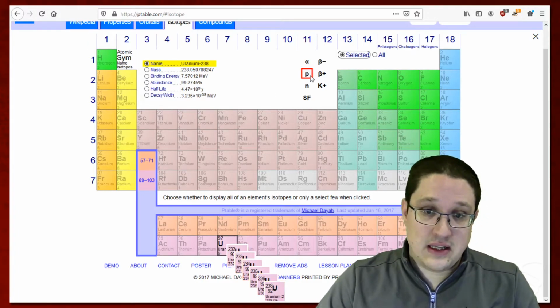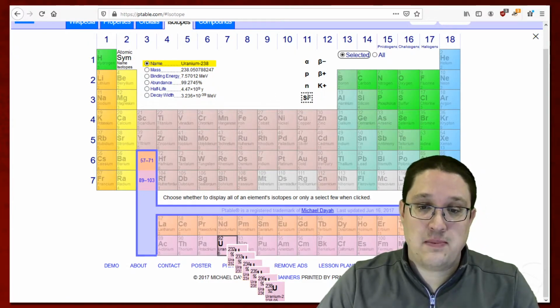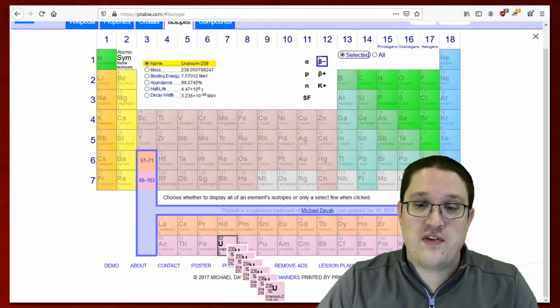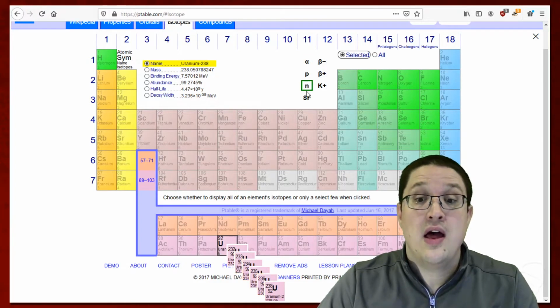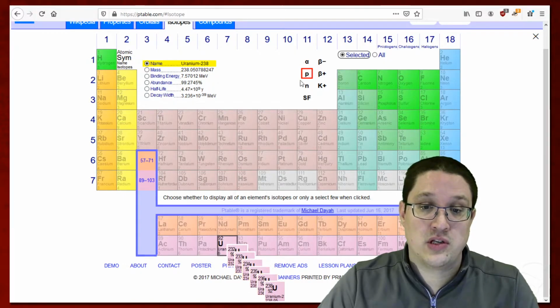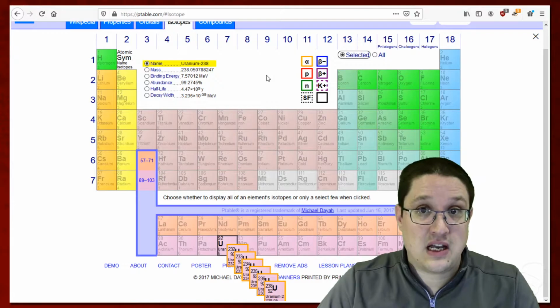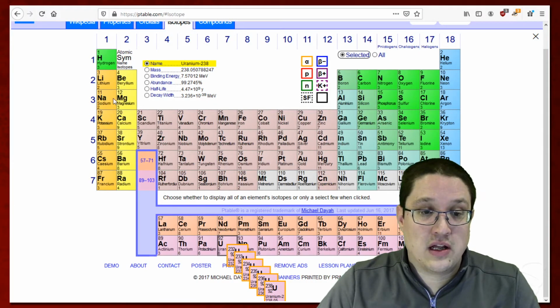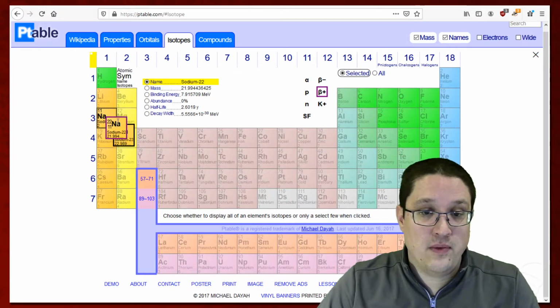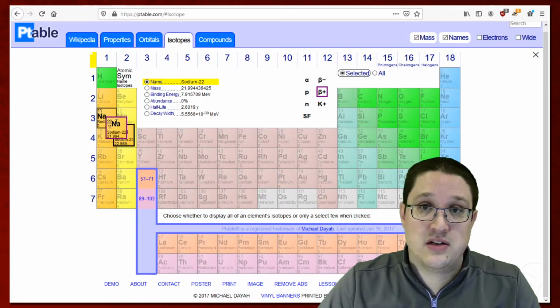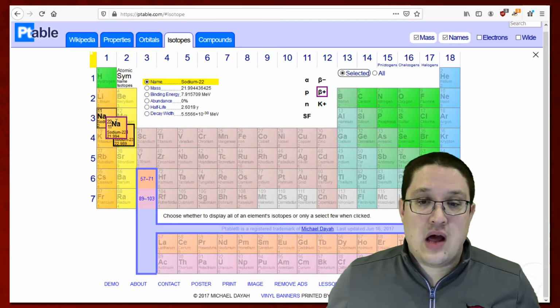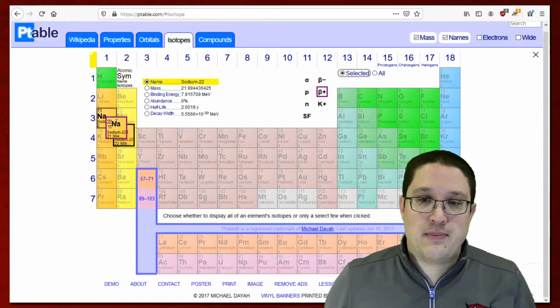You can also see that there are different types of reactions here. We've looked at alpha, beta negative, and beta positive. There are other types. There is proton emission. There's also spontaneous fission. We can also take a look over here. Sodium, for example, sodium-22 undergoes beta positive decay. Now, this actually makes a really interesting pattern.